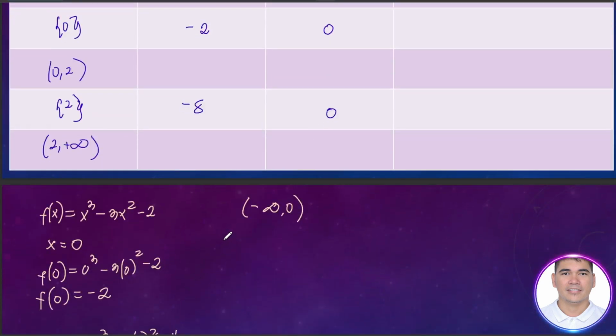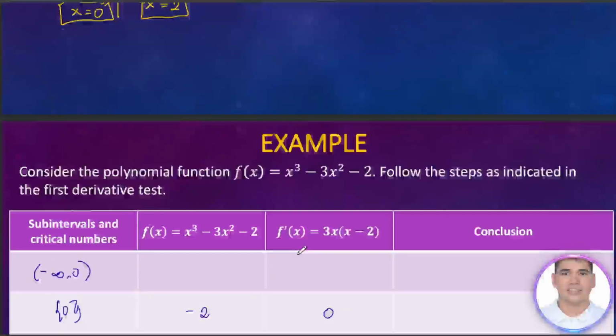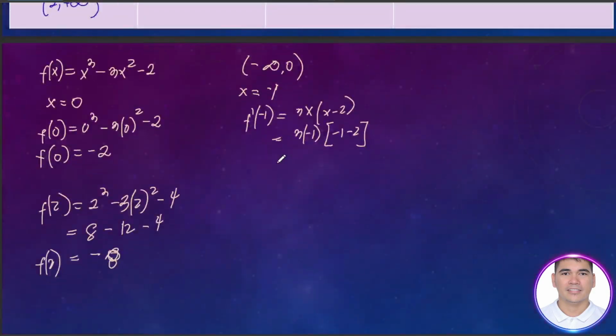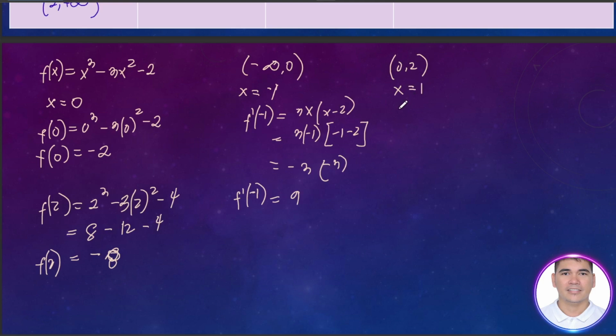Okay, so here we choose x equal to negative 1. Our derivative is 3x times x minus 2. So we get negative 1, and substitute. So you have negative 3 times, what is that? Negative 3. So the answer is positive 9 for our derivative here. Then next is for the 0 and 2 interval. So our x is equal to 1.